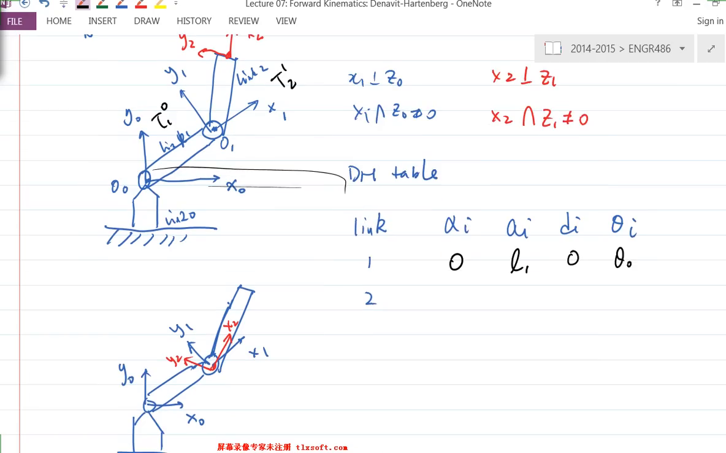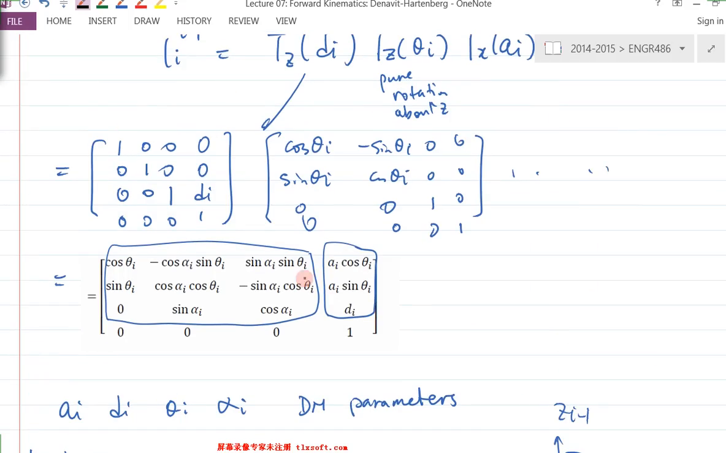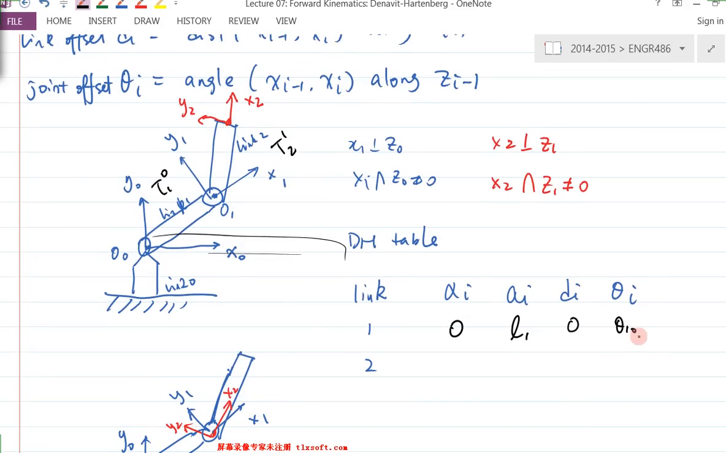I probably shouldn't call it theta 1, let's call it theta 1 initial, the initial angle. When you plug it into the cosine, sine theta here, you are going to plug in theta 1 initial plus a variable theta. Because this is a variable, but there is an initial angle, you plug that into the homogeneous transformation matrix. So, given the robot, it's necessary to determine the initial variable value.